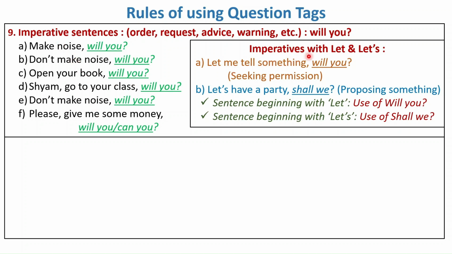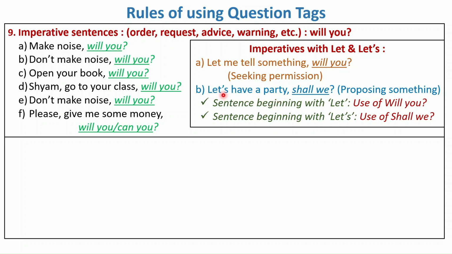Next, imperatives with let and let's. Let is similar to this type of structure, begins with verb. Let me tell something. We use let to ask someone or somebody to give us permission to do something. Let me tell something, will you? Let me go, will you? Let me sit here, will you? मलाई यहाँ बस्न देऊ, बोल्न देऊ भनेको छ र त्यो काम गर्न दिनेछौ भनेर फेरि रिपिट कन्फर्म गर्नु छ भने will you युज गर्ने. But let's have a party.